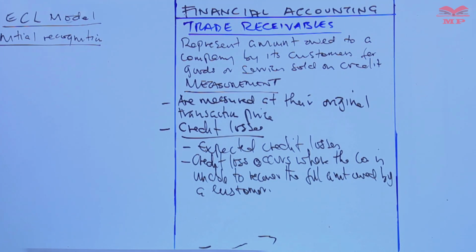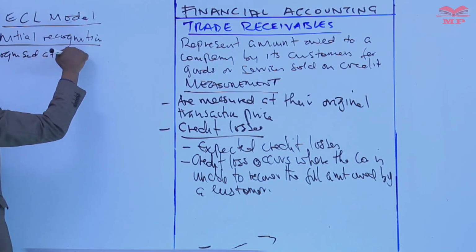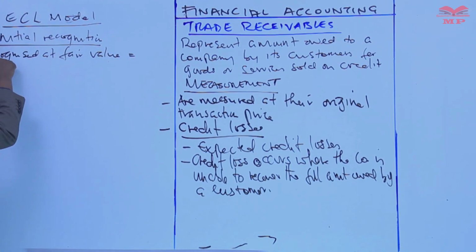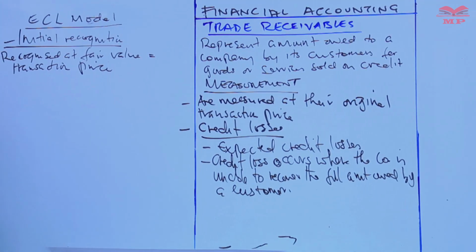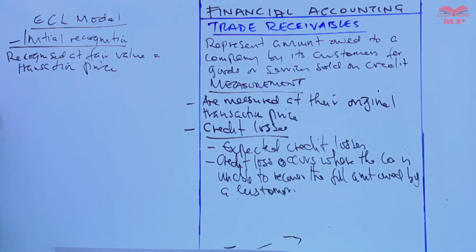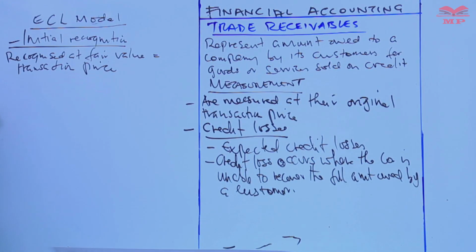Trade receivables are initially recognized at their fair value, which is usually the transaction price. Initially, when you sell goods or services on credit, the value of the credit sale is the fair value, which is the transaction price. That is the initial recognition of trade receivables.